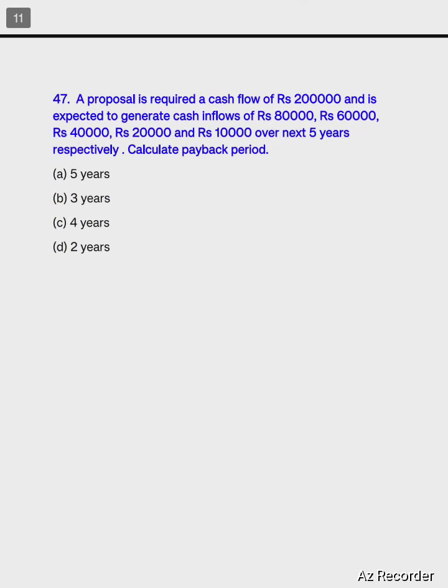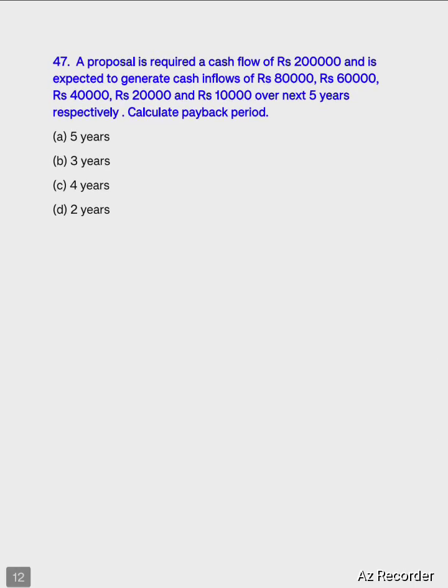Question number 47. If a proposal requires a cash outflow of 2 lakh and is expected to generate cash inflows of 80,000, 60,000, 40,000, 20,000, 10,000 in 5 years, then calculate the payback period. Payback period is simple, there is no discounting, just like accounting rate of return. So 80 plus 60 is 140, 140 plus 40 is 180, and 20 makes 2 lakh. Means within 4 years you are getting your outlay.